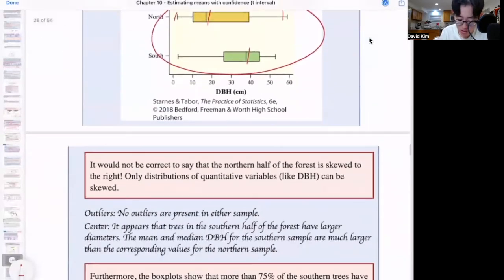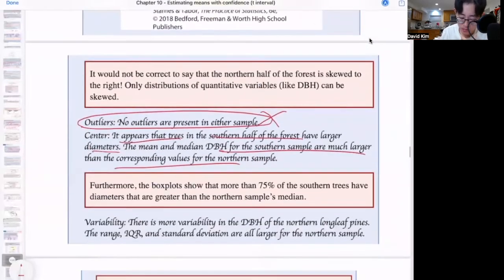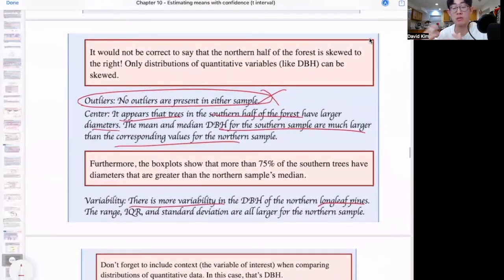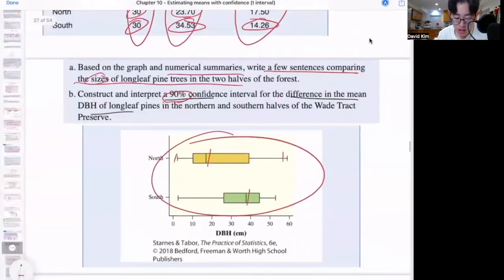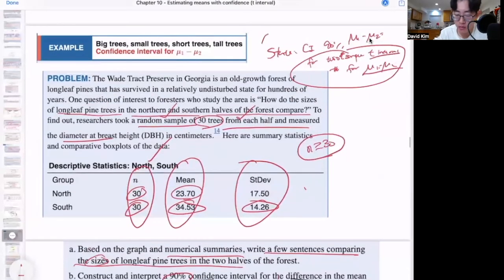So if you take a look at the answers, outliers, you guys all remember SOCS. Center, it appears that the trees in the southern half forest have larger diameters, blah, blah, blah. And then variability, obviously, is more variability for the northern longleaf pines. So I believe that should be how to describe those two. And then construct a 90% confidence interval. This is what I was talking to you guys about. I've already stated for you guys. Plan, I've already done that for you guys.